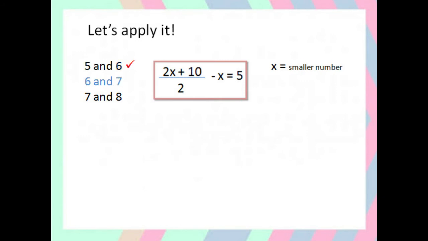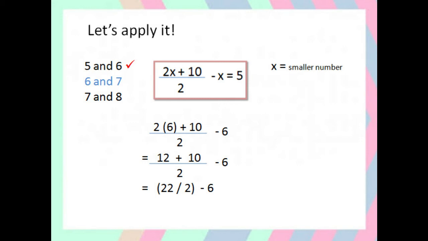Let's try it on 6 and 7. x will be 6. So 2 times 6, then add 10, all over 2, minus 6. 2 times 6 is 12, plus 10 is 22, over 2 is 11, minus 6 is 5. So our conjecture model here is again true. It satisfied the answer 5.